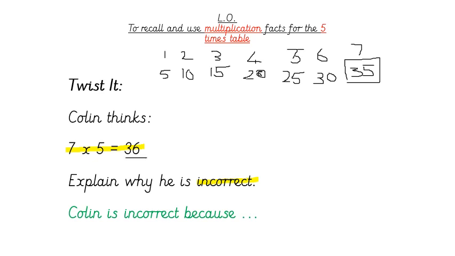So what you're going to do is write in your books, Colin is incorrect because, and then you need to write what Colin has done wrong. So let's have a look. The 10s are the same, but what about the 1s? It's the 1s that aren't right. So you're going to describe what Colin has done by mistake to the 1. Has he added 5 on, or has he maybe added more on? So make sure you write Colin is incorrect because, and the spellings are there, so they should all be spelt correctly. You could also write, instead of incorrect, wrong. That's fine. So pause the video now and do your twist it.